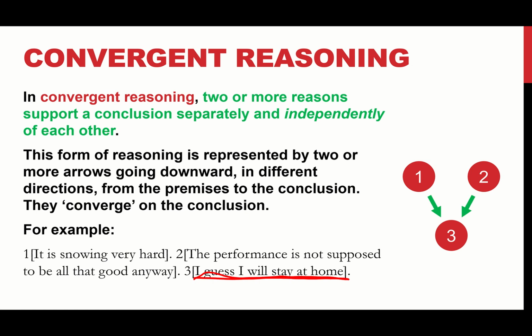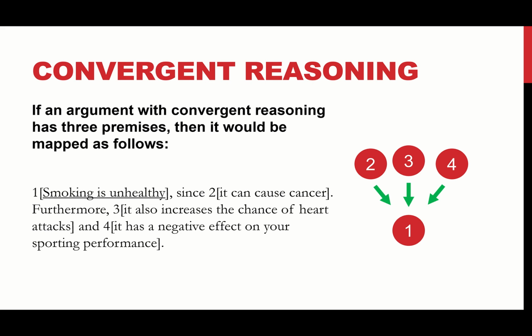And he's got 2 reasons. It's snowing too hard. Guess I'll stay at home. That would be reason enough. But he's got another reason. The performance ain't going to be that good. Guess I'll stay home. Second reason. That's convergent reasoning. Here's another one with 3.